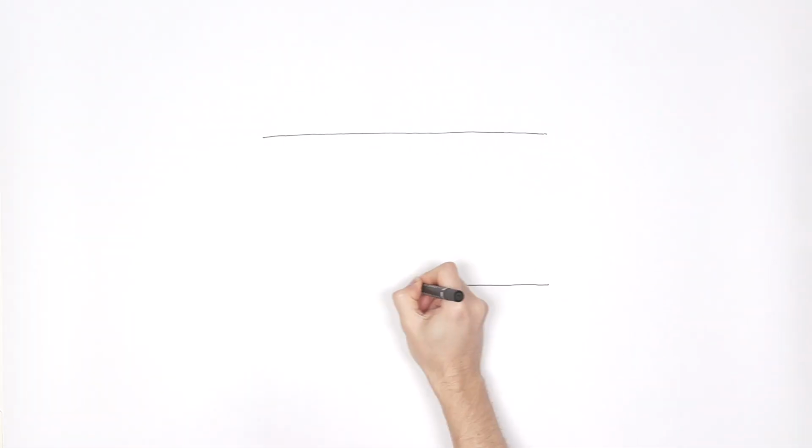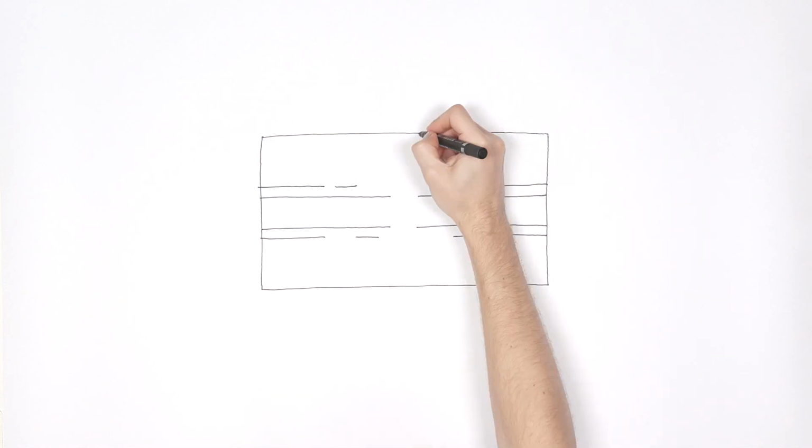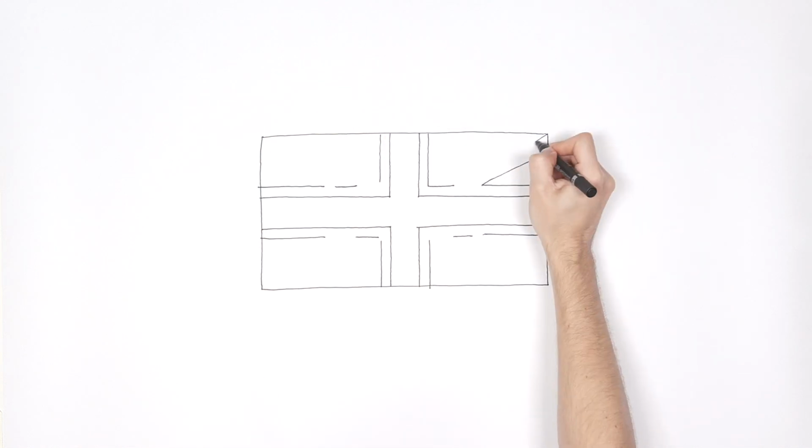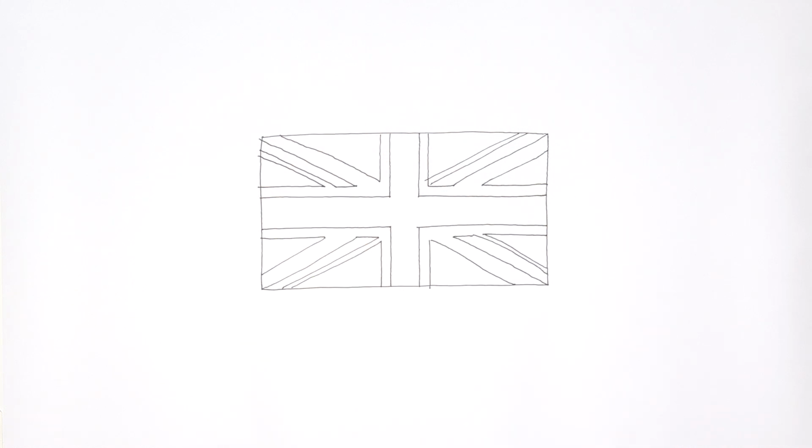The Union flag, often referred to as the Union Jack, symbolises the union of the countries of the UK. It is made up from parts of the national flags of England, Scotland, and Northern Ireland.